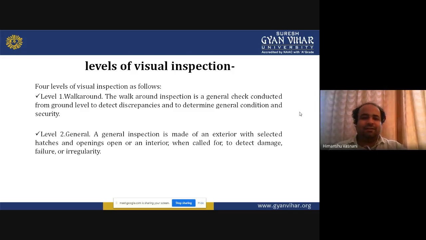Second is general inspection, that is made of an exterior with slit hatches or opening, or an interior when called for, to detect damage or failure. It's like taking a part in your hand and examining it by touching the surface, or by opening inside and checking it from the inside also. So you check both interior and exterior for any damage or irregularity. Like in casting, somehow irregularities happen while casting, and somewhere the inner surfaces are not complete. So in that way, this inspection is done.